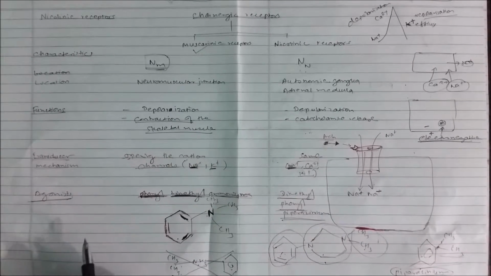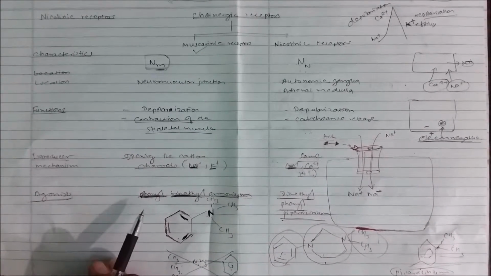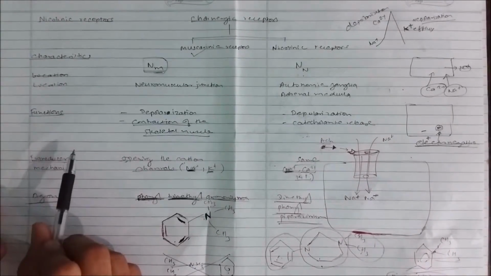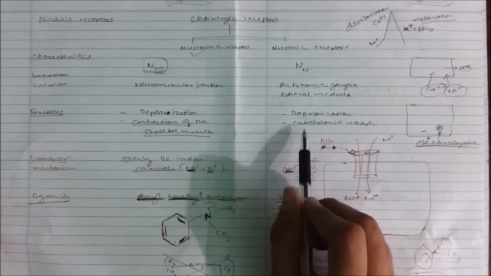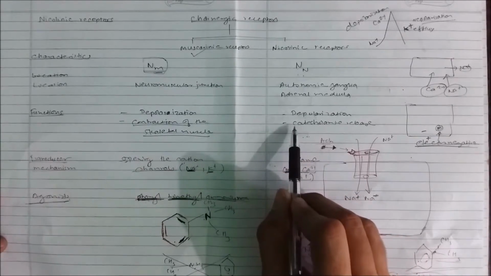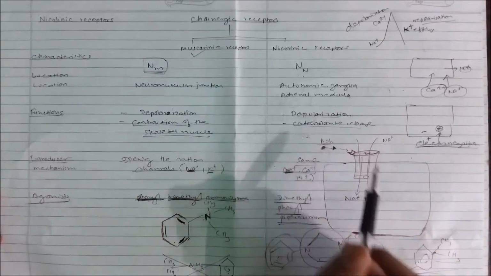Yeah, I'll continue from the point where I left off in the previous video. So we completed up to here, right? The function of the nicotinic NN receptor is depolarization and catecholamine release also.